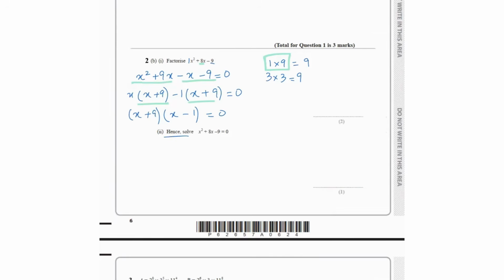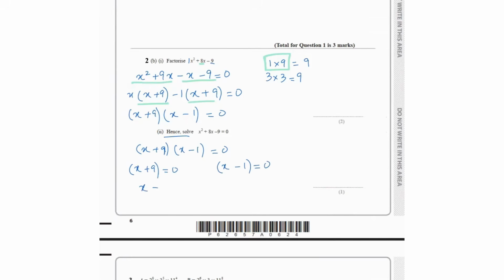Now it's saying hence solve. The word hence indicates that you have to use your answer from the previous part. So x plus 9 times x minus 1 is basically equal to 0, because this is the equation in the factorized form. So you can just replace the equation with the brackets and put equal to 0. Now, both the brackets are going to be put equal to 0 separately.